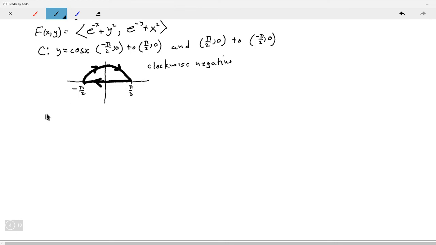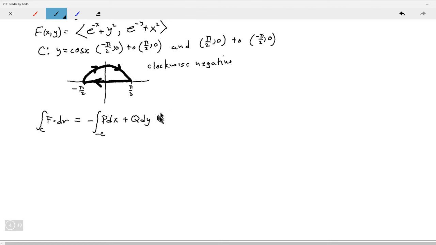So when I calculate the integral over C of F dot dr, I have to reverse the direction because C is going the wrong way for me to apply Green's theorem. So I have to take the negative of the integral, and then I'm looking at the negative of C like that. All right, and then I can apply Green's theorem, P dx plus Q dy, like so.